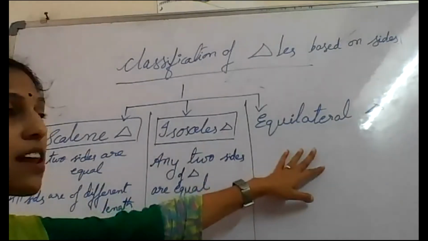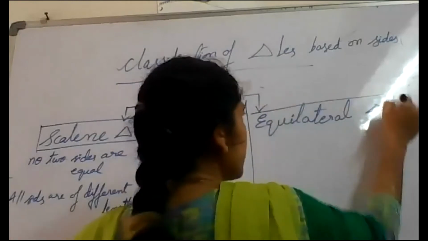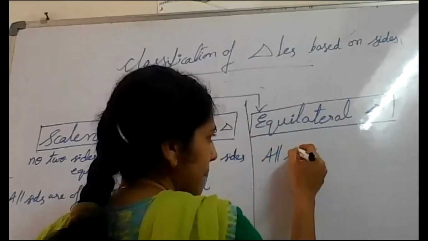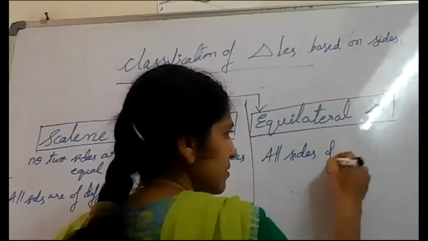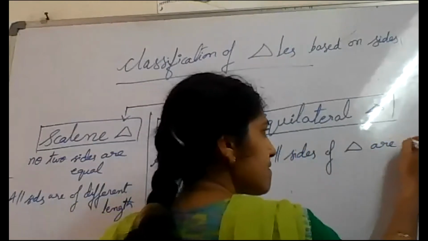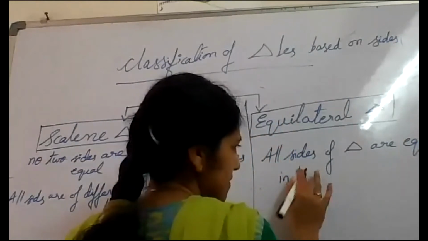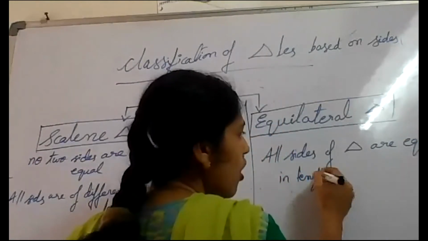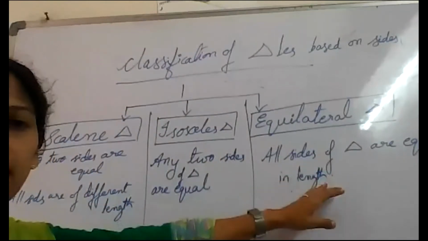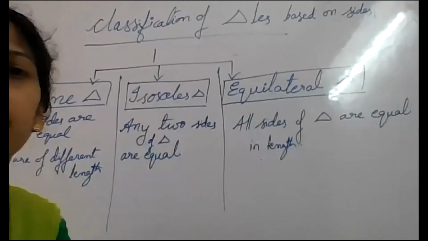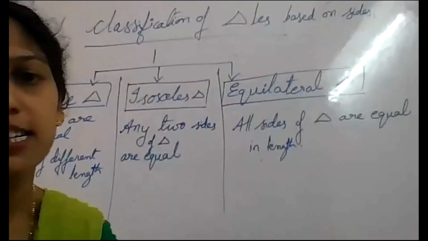And coming to the last one, equilateral triangle. Equilateral triangles are triangles in which all sides are equal. All sides of the triangle are equal in length, then such a triangle is called an equilateral triangle.